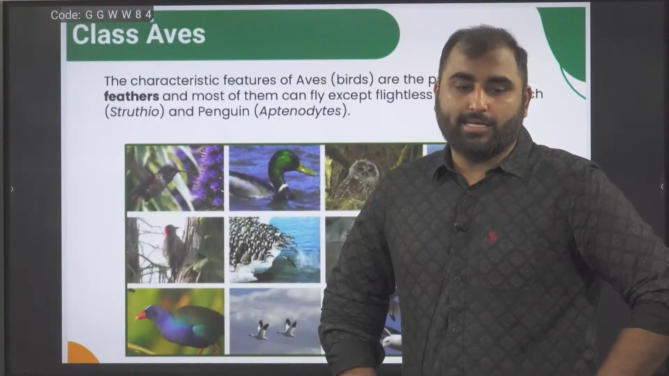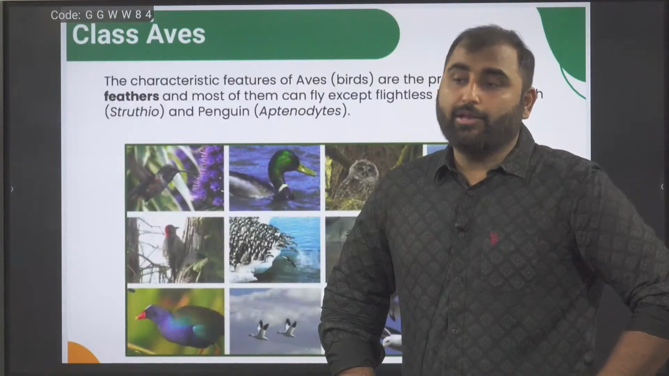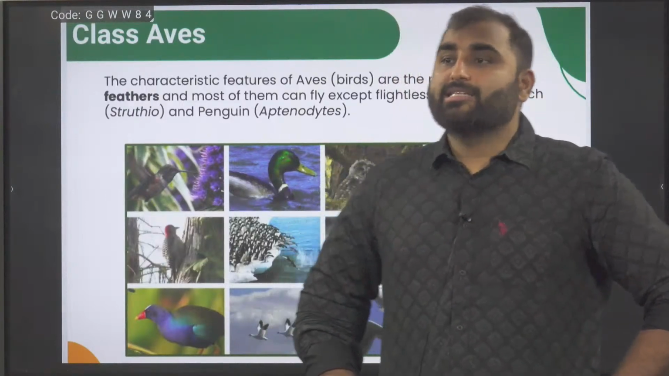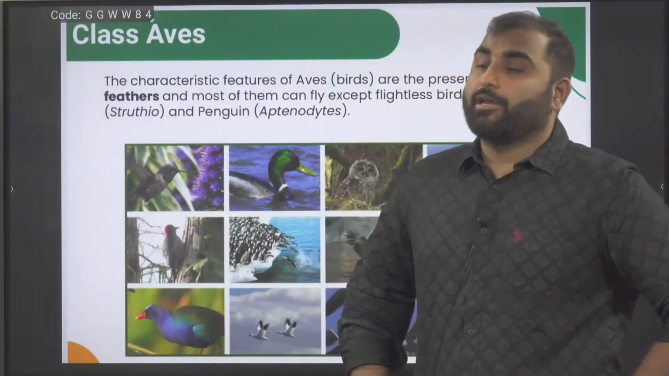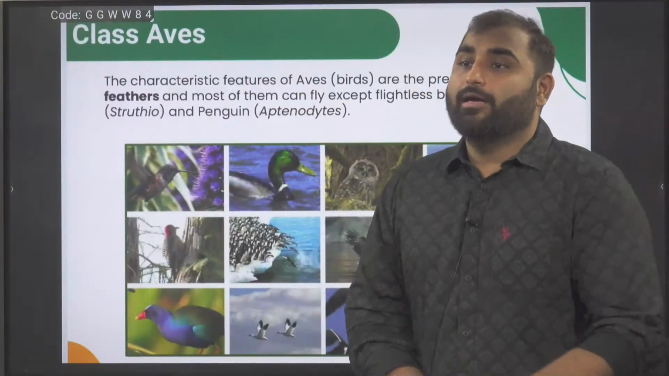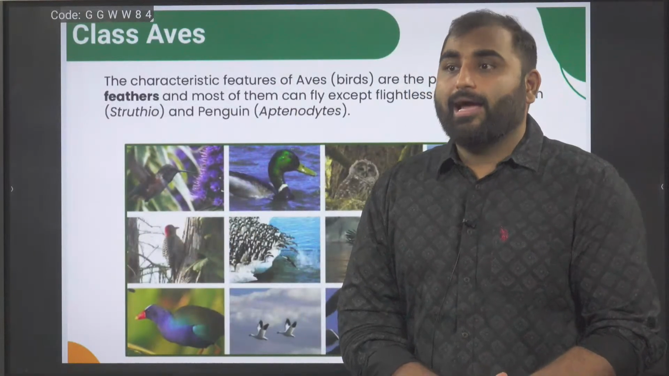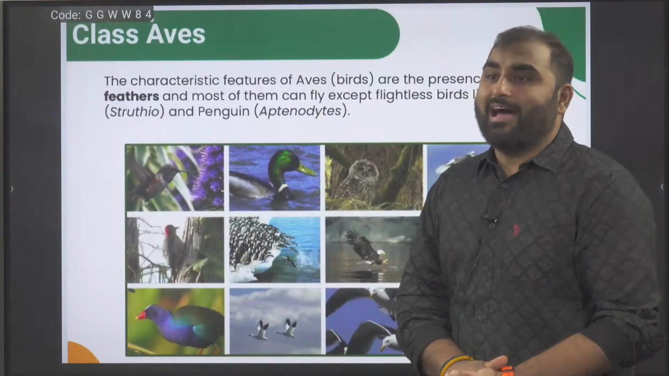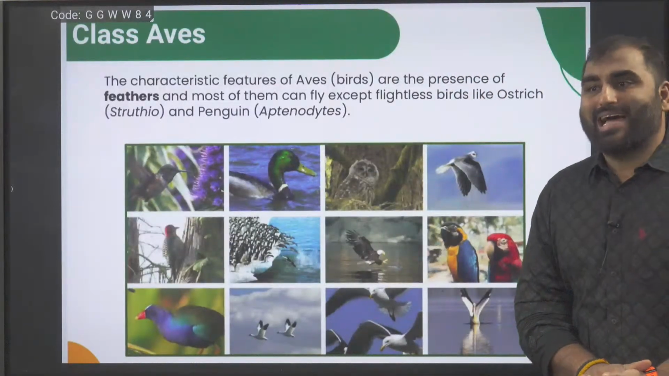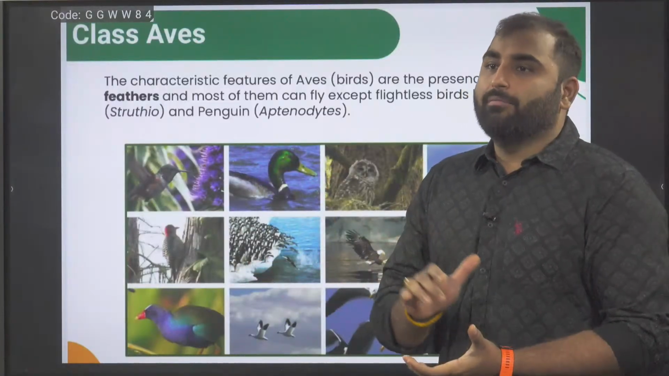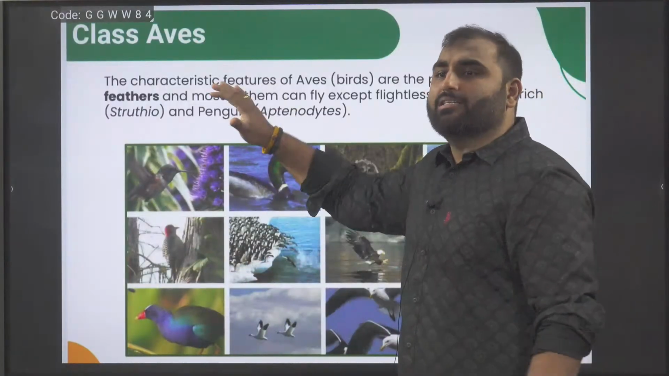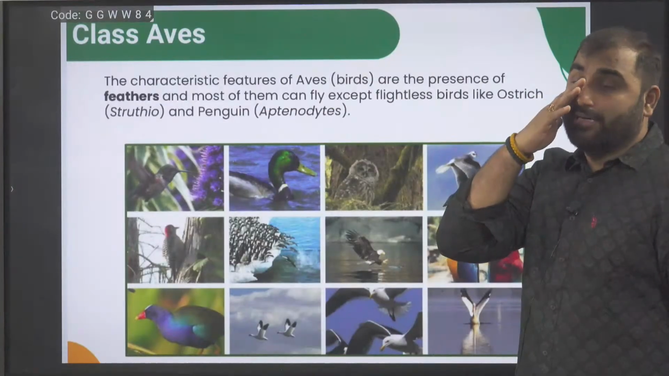So Julian Huxley, a very renowned evolutionary scientist, said that birds are glorified reptiles. So the reptiles glorified evolved into what? Aves, right? And the word aves comes from the word avis, A-V-I-S, as in aviation. Avis means to fly. So they have the ability to fly. The characteristic feature of aves is the ability to fly.